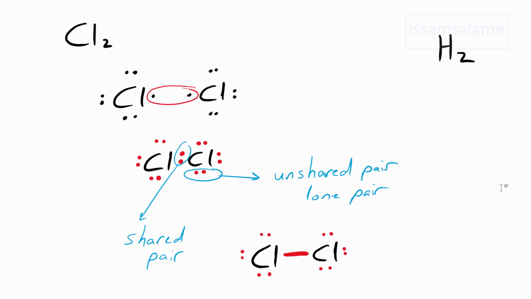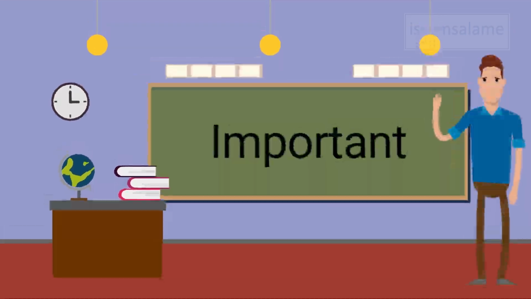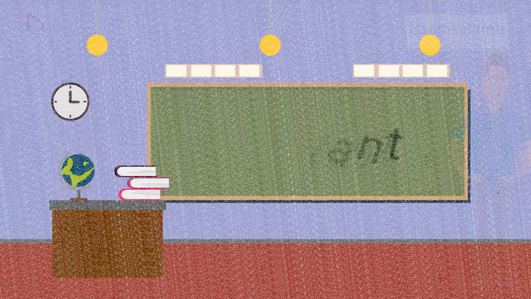In case of a hydrogen molecule, hydrogen has only 1 valence electron, so the Lewis structure of hydrogen is going to be like this. And since hydrogen doesn't satisfy the octet rule, it satisfies the duet rule. Each atom should contribute 1 electron in a shared pair of electrons, and then we are going to draw it like this.